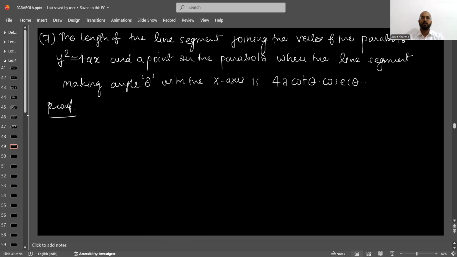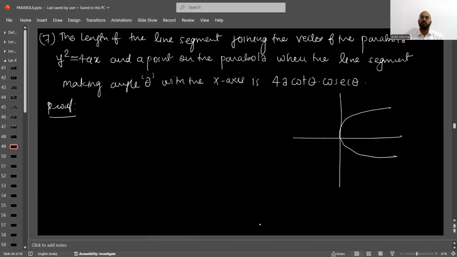The length of the line segment joining the vertex of the parabola y square equal to 4ax, and a point of the parabola where the line segment makes an angle theta with the x-axis, is 4a cot theta into cosecant square theta. So we need to understand what this theorem is saying. That means what? I have a parabola like this.